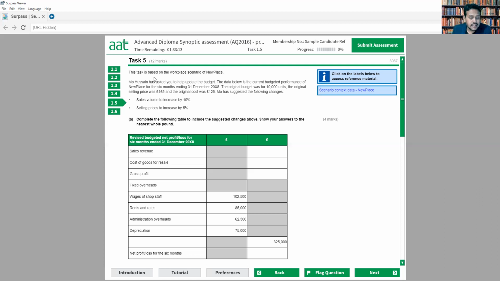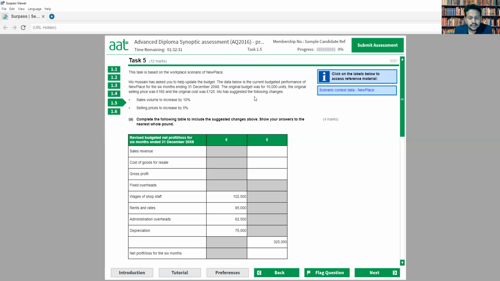Here they're saying this task is based on the workplace scenario of a new place. Mo Hussein has asked you to help update the budget. The data below is the current budget performance of the new place for the 6 months ending 31st December 2018. So the 6 months will be ending 31st of December 2018, June to December. The original budget was for 10,000 units. The original selling price was 165 and the original cost was 125.